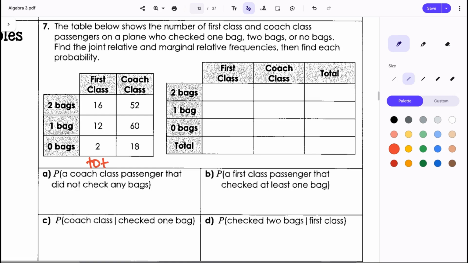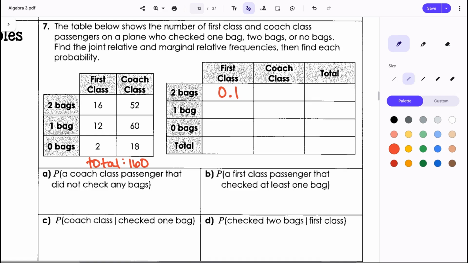160. So there's a total of 160 people here. To find your frequencies, you take the numbers that they give you in the table and you divide them all by 160. You're going to get decimals. That's supposed to happen because we're talking about percentages now. So if I take 16 divided by 160, you should get 0.1.